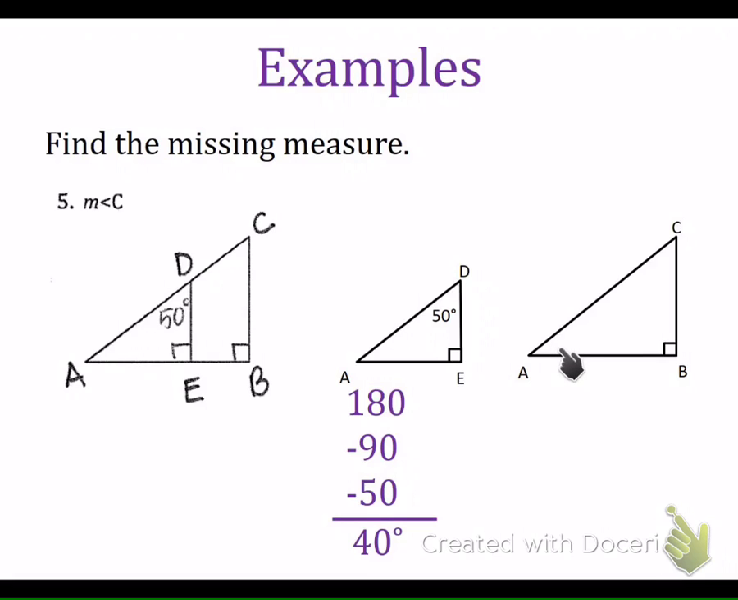So if this one's 40, now I can do the same process, but 180 minus 90 minus 40. And what do I get?